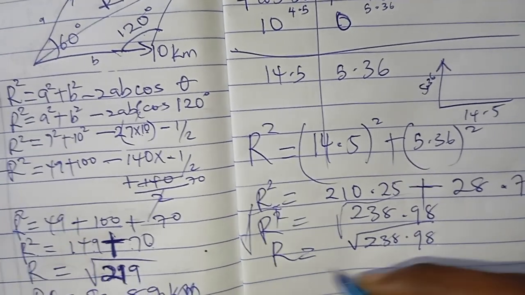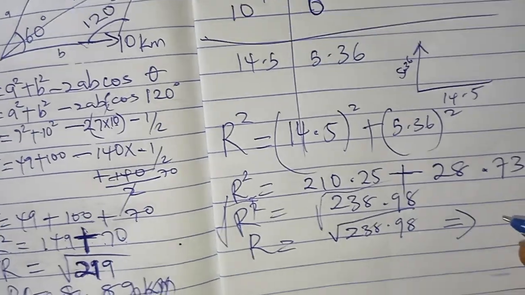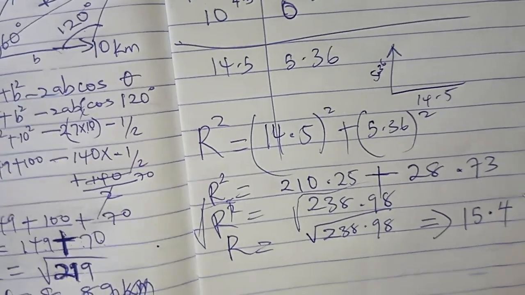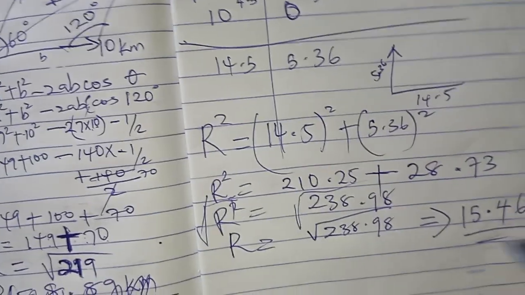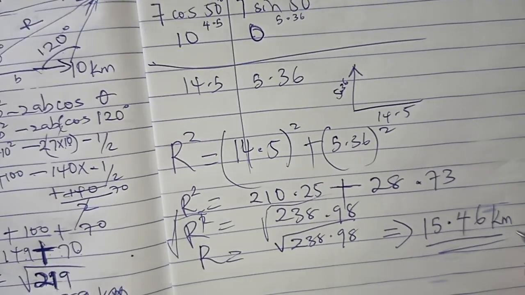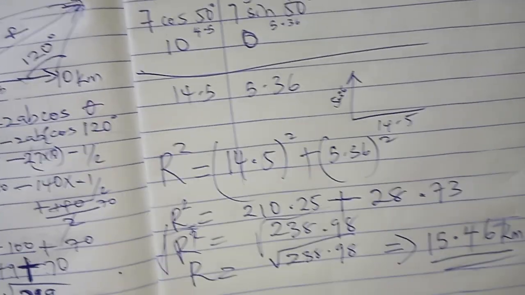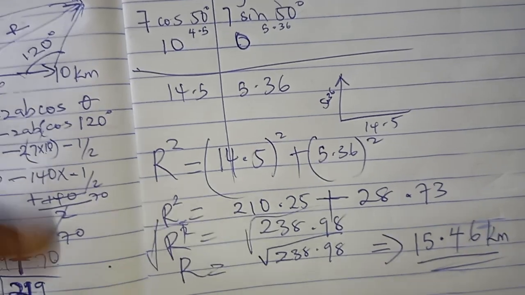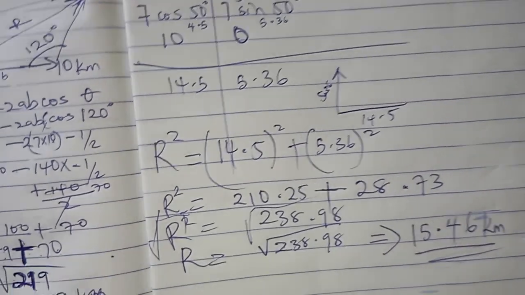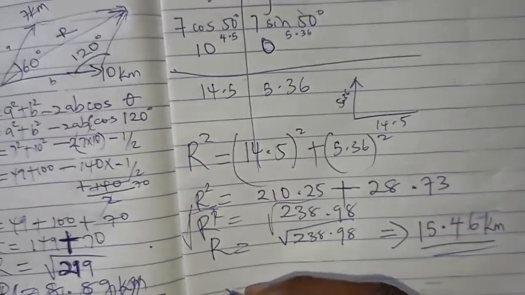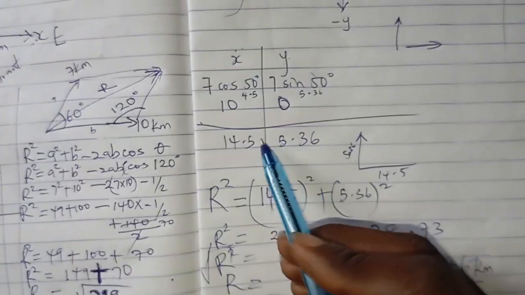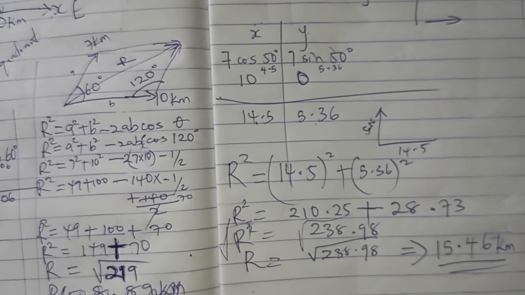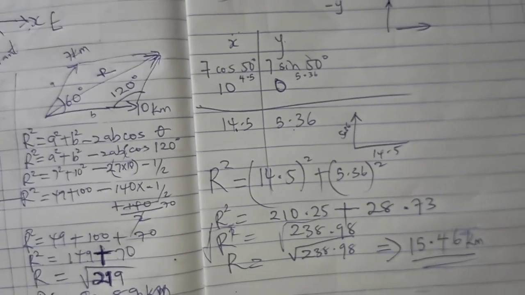238.98. R will be equals to 15.46. And remember the unit is in kilometer. That's my resultant. They're telling me to find the resultant. And whenever you get to the resultant, if they ask you to find the angle or the direction, you use tan. When I'm using tan, notice that what I have here is positive. That means my direction will be in the positive axis, that is, in the first quadrant.